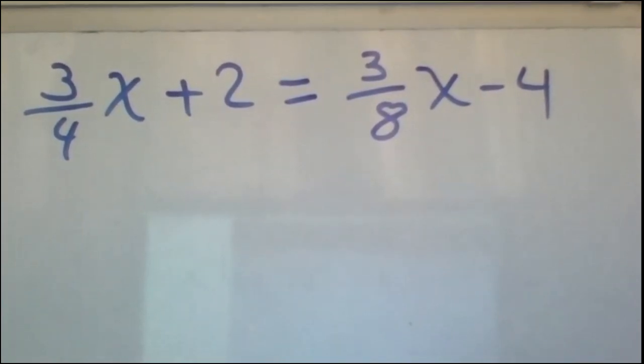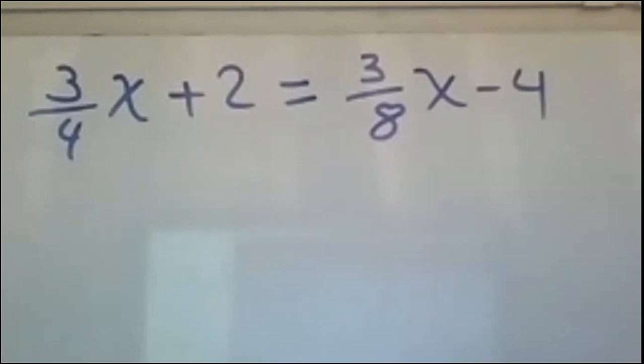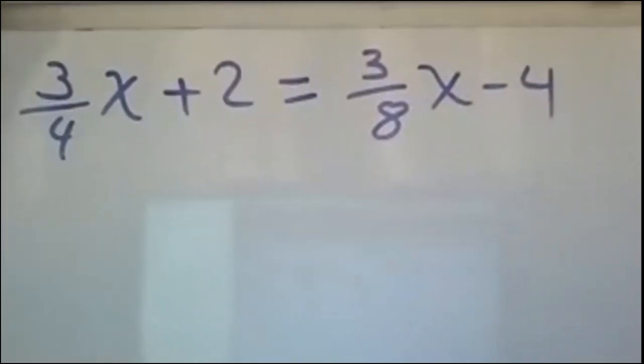Because of the denominator. The first fraction is 3 out of 8. The second fraction is 3 out of 4, right? So we will check the bigger one. Can the bigger one be divisible by the smaller one or not? 8 can be divisible by 4. Yes, we can. For this reason, we will multiply both sides by 8.